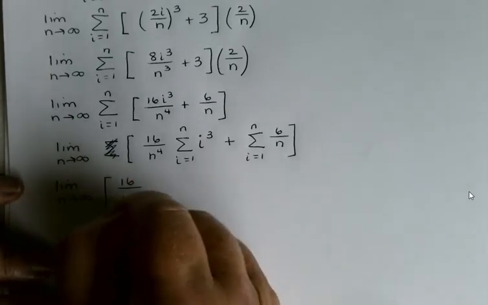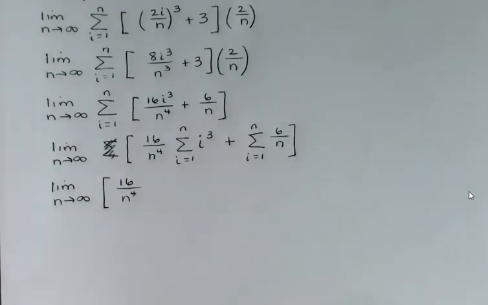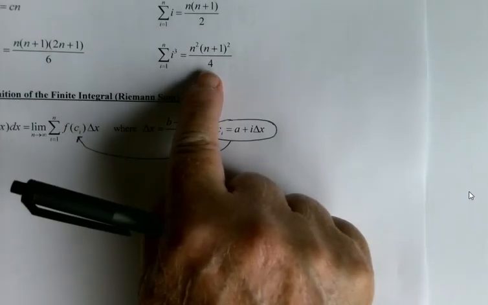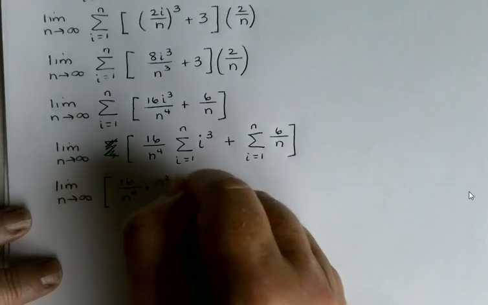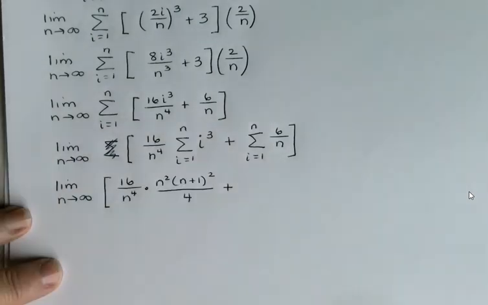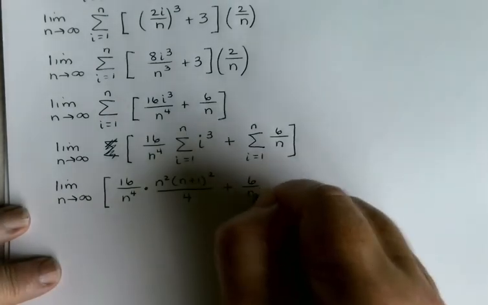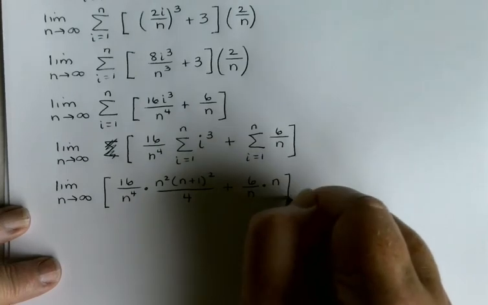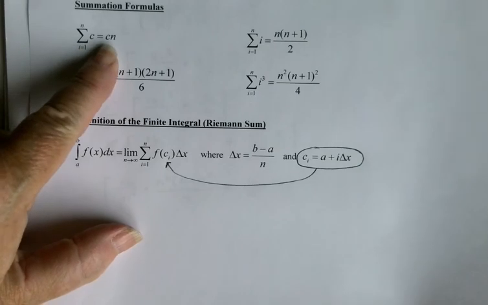So I've got my 16 over n to the 4th. And then the sum of i cubed, again, that's just something that you can look up. That's n squared, n plus 1 squared over 4. Plus 6 over n is a constant since there's no i's in it. So we just get that constant, 6 over n times n. Right? And again, I'm using this one. The sum of a constant is the constant times n.